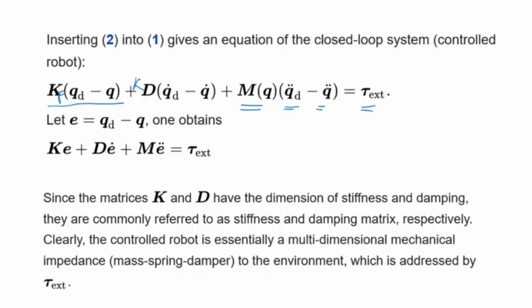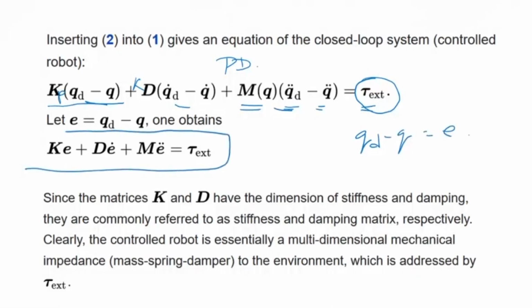Now this is basically a PD controller equation, which means that I'm controlling my external applied force by using a position controller, which is simply controlling the errors in the position, velocity, and accelerations. Now if I say qd minus q is equal to E, then we get this equation. So this is one way of controlling the external force that the robot is going to apply.